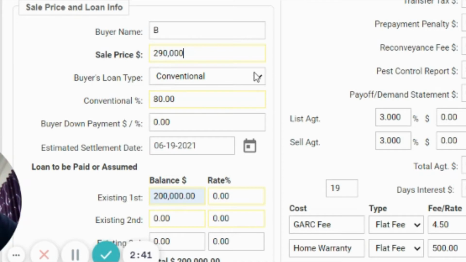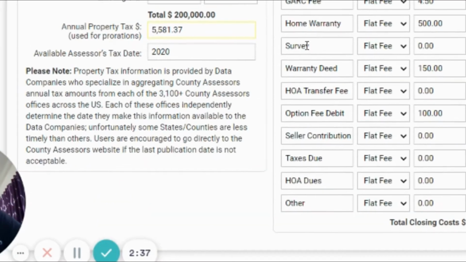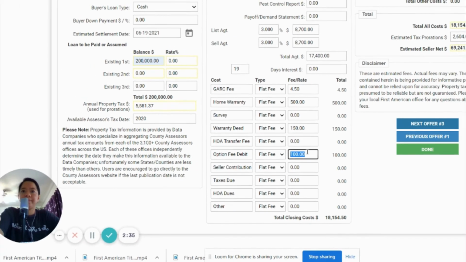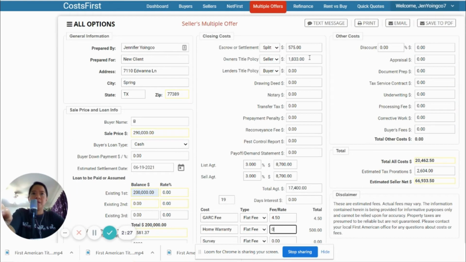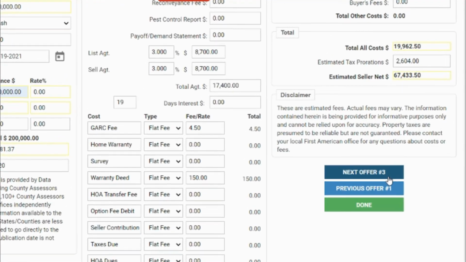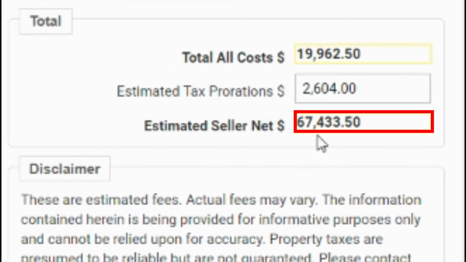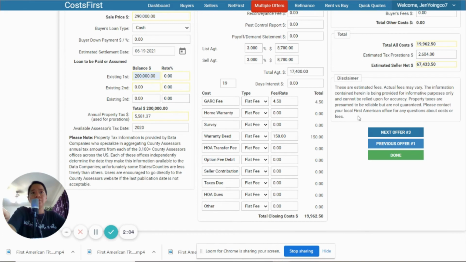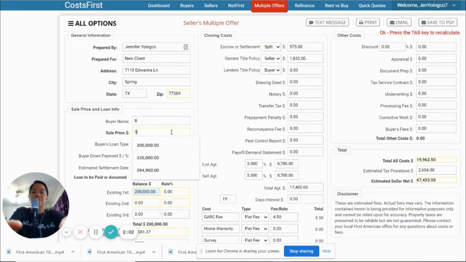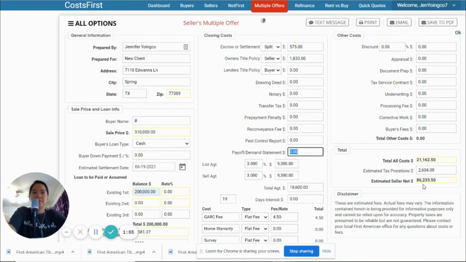But in this case, let's see if they're cash. What will the seller net here? And they're not asking for that. And they're paying for everything. So in this case, the seller net is $67,433.50. Even though it's cash, it's still low to start with. But if, let's say, it's a 310,000 cash, so 86,000.